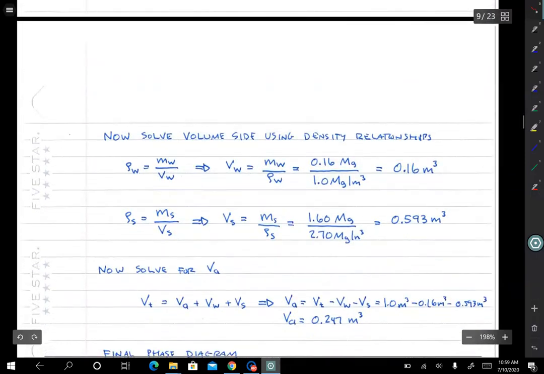So what we'll do now is solve for the volume of water. We know the density of water is equal to the mass of water divided by the volume of water. Therefore, VW is MW over rho W, and you get 0.16 meters cubed. Pretty easy to do that one. Then the density of solids is the mass of solids over the volume of solids, and that's equal to 1.6 megagrams divided by 2.7 megagrams per meter cubed, because remember the solids were 2.7 times denser than the water. So you get 0.593 cubic meters of solids.